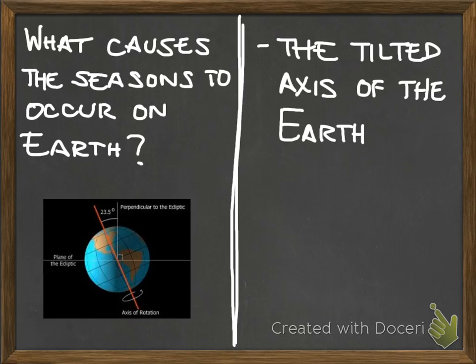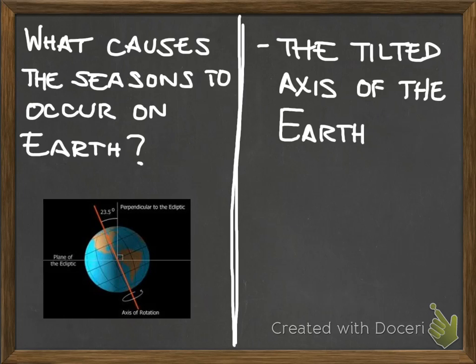So, what causes the seasons to occur on Earth? It's the tilted axis of the Earth. Now, keep in mind, as you're making these notes, at any point you can obviously pause the video if you need more time to copy something down, and you can always click back if you need to review anything.